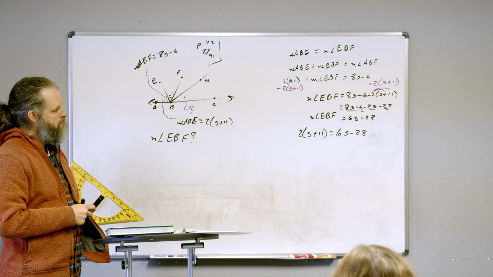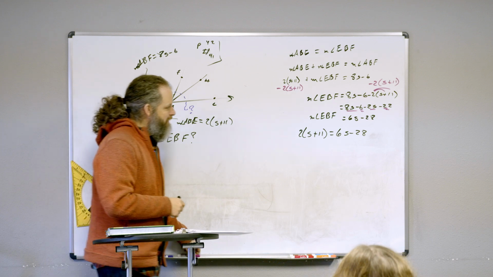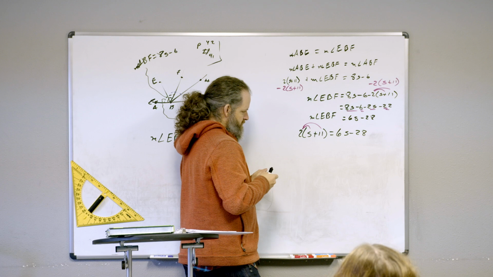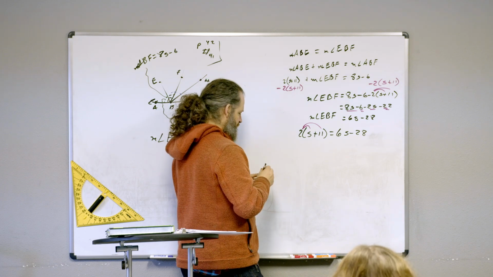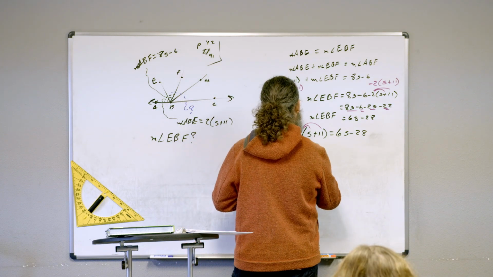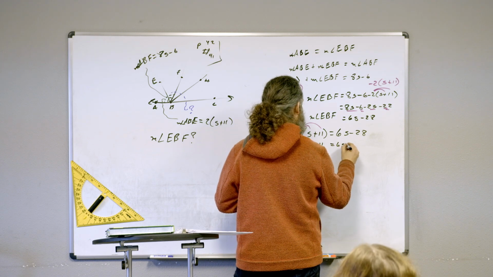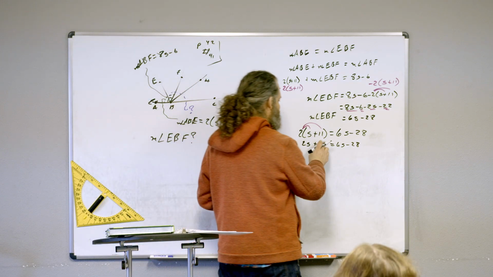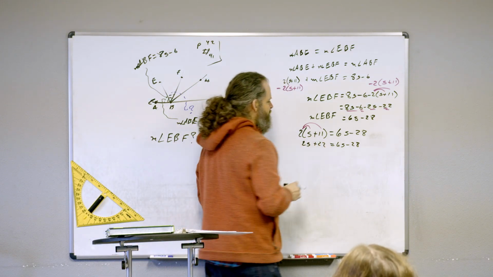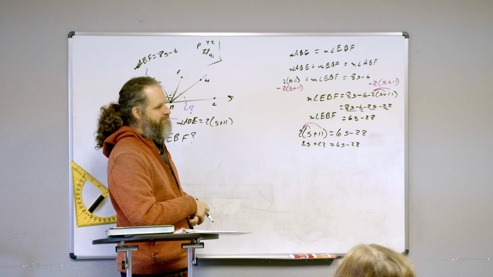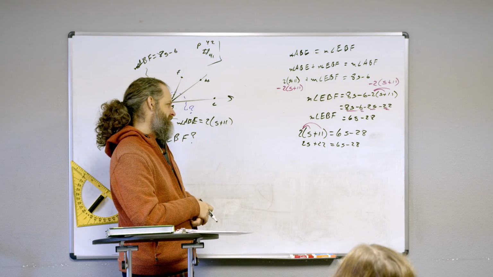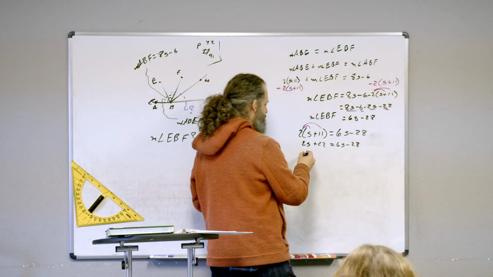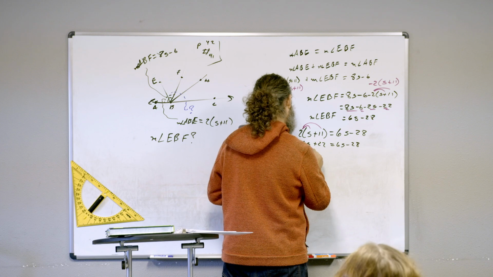What should we do now? Distribute. Or divide everything by 2, that would also work. So 2S plus 11 equals 6S minus 28. Why isn't it plus 22? Because I didn't do that right. Now what? We subtract 2S from both sides and add 28 to both sides. You're really opposed to negatives on the variables, aren't you? It just makes it easier.